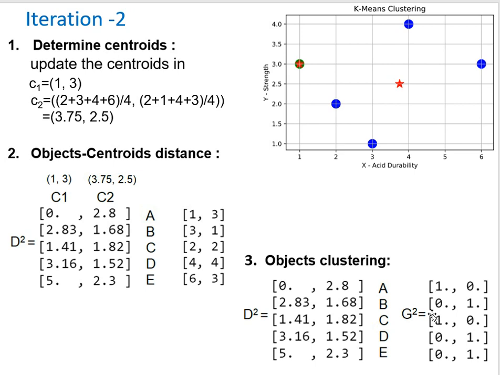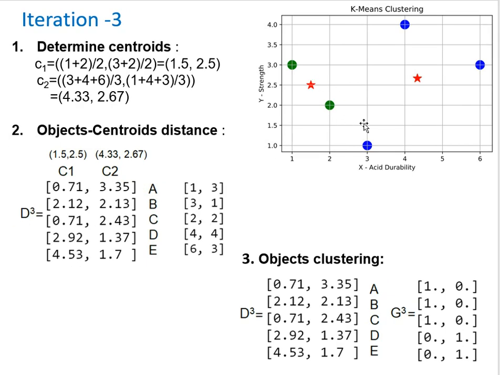So as you can see here, in the first cluster we have 2 objects, and in the second cluster we have 3 objects. When we plot this, we have this graph, 2 points of the first cluster and 3 points of the second cluster. When we update the centroids, we have the coordinate (4.33, 2.67) here, and (1.5, 2.5) for the first cluster.